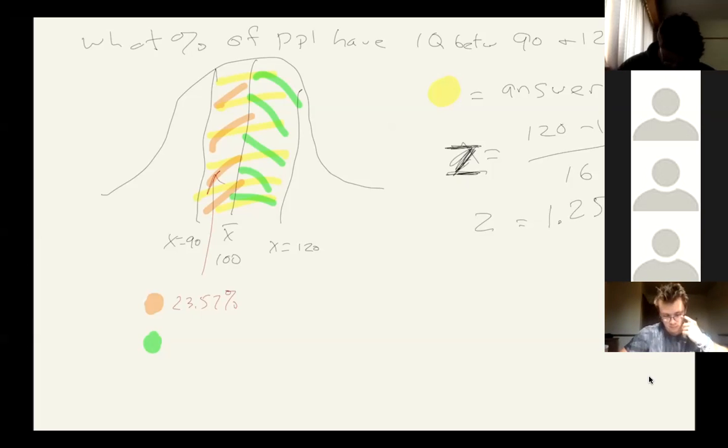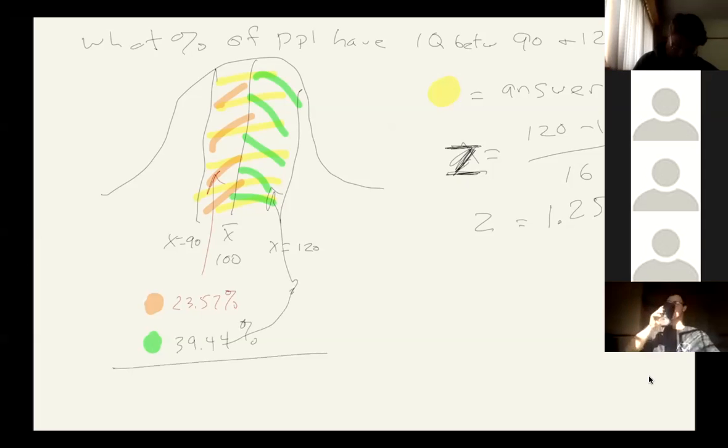Okay, so we've got a z of 1.25, and you look that up in the table to find the area between the mean and z. That's that green area. And 39.44%. Okay, so that area is 39.44%. And if we add the brown area and the green area together, we're going to get the answer to the question, what percent of people have an IQ between 90 and 120?